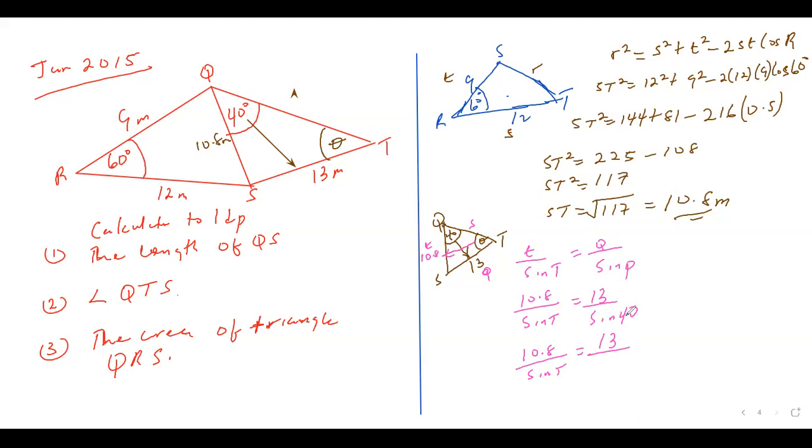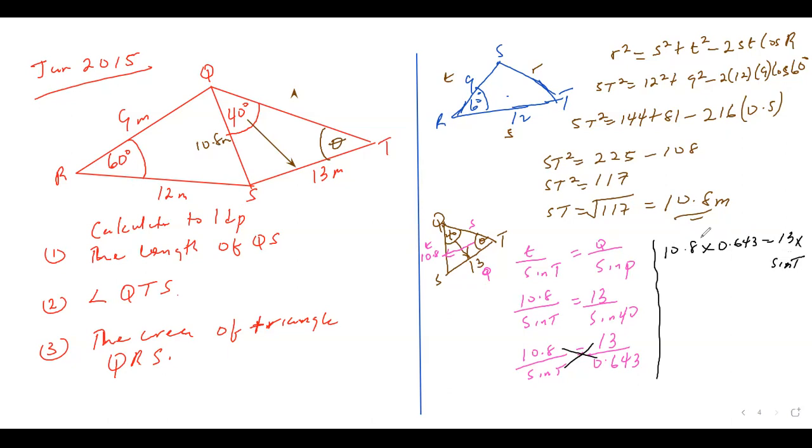What is sine 40 degrees? 0.643. Then what I'll do next, I'll cross multiply. When I cross multiply, I'm going to get 10.8 times 0.643 is equal to 13 times sine T.